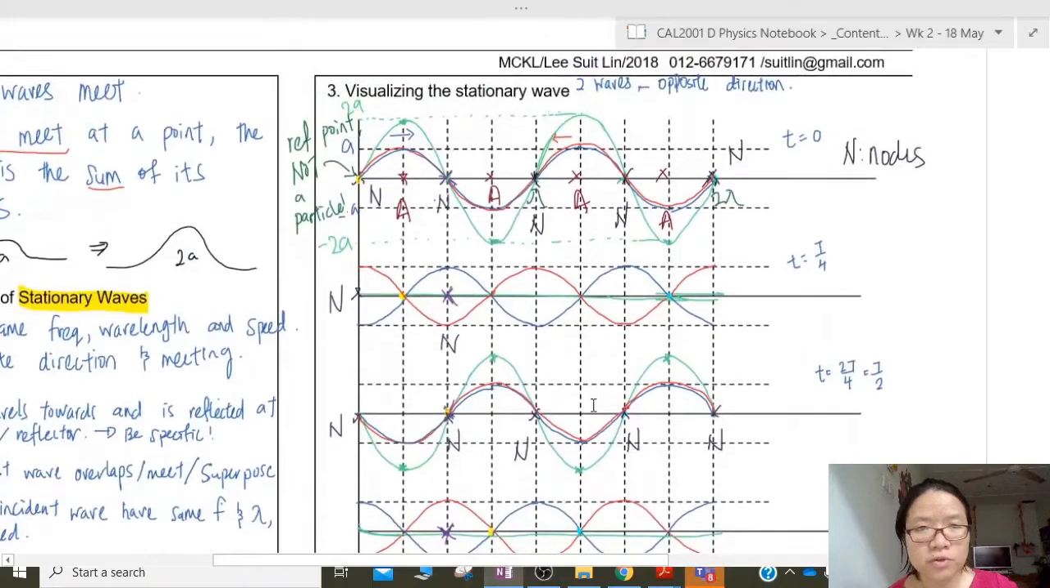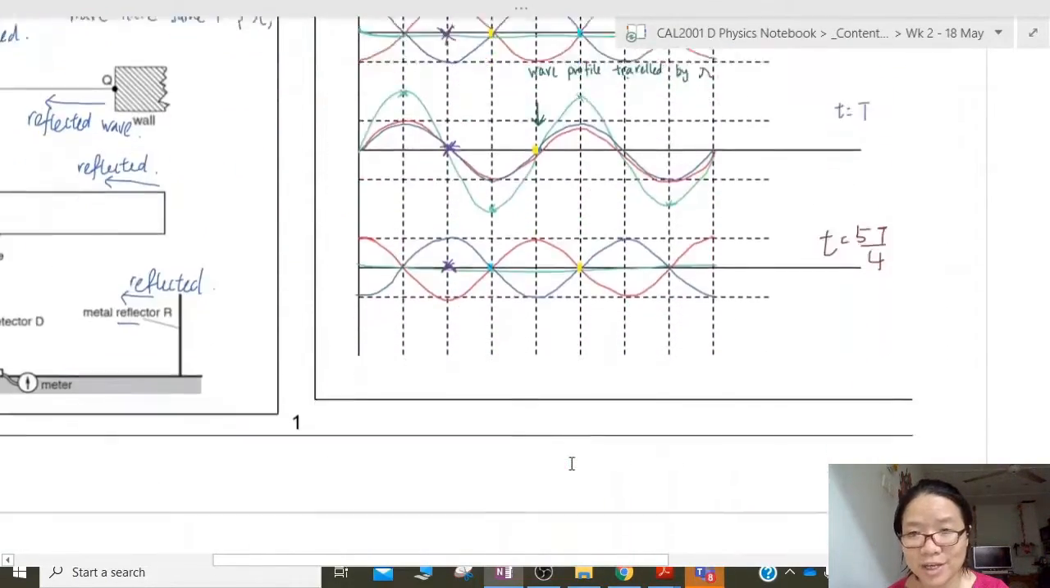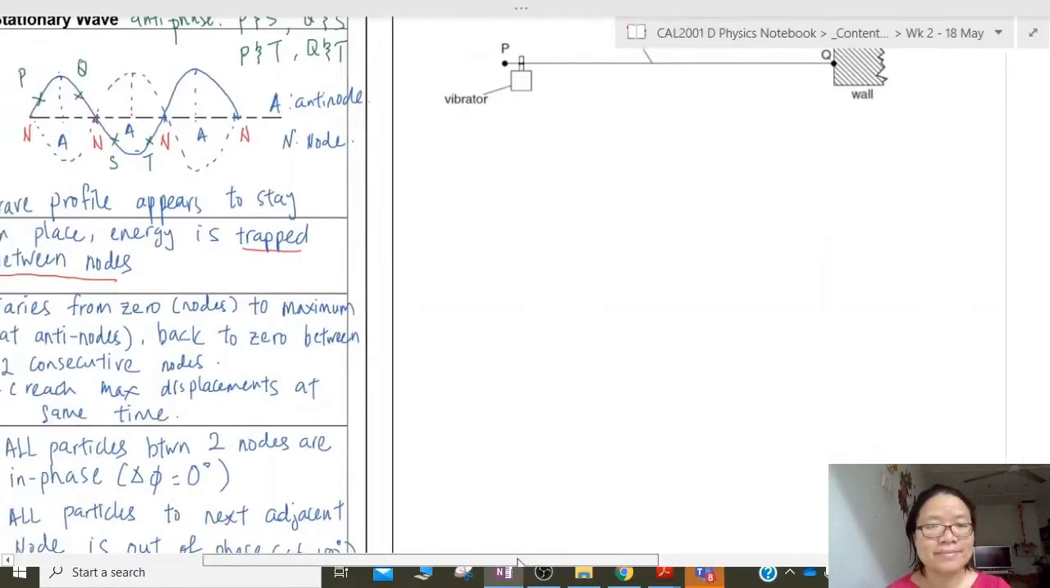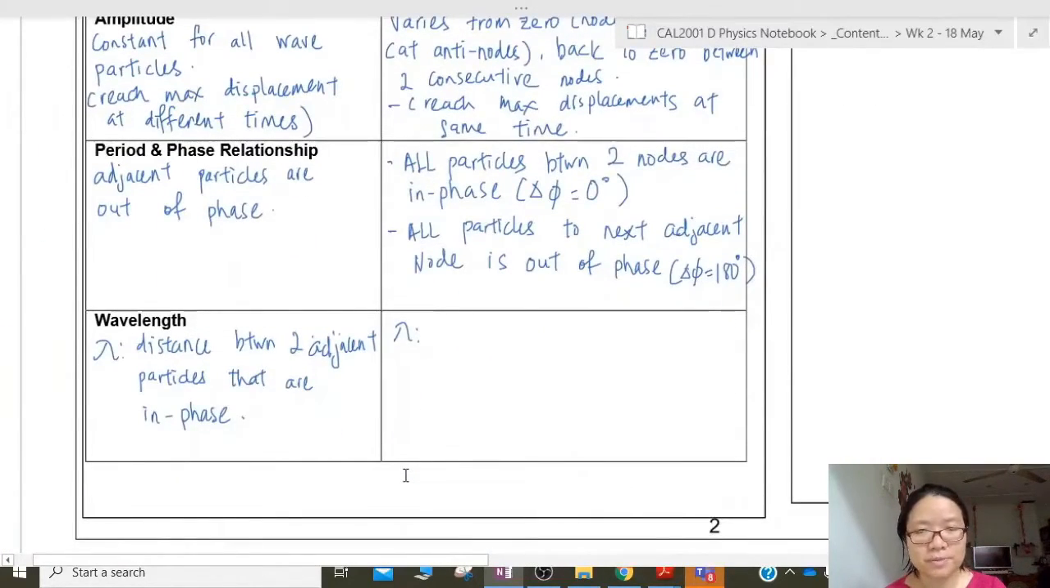So for this one, if you want to find lambda, you will notice that node to node is lambda over 2. Antinode to antinode is also lambda over 2. So I'm labeling that now. N to N is lambda over 2, and one A to the other A is lambda over 2. I'm just going to write that down.